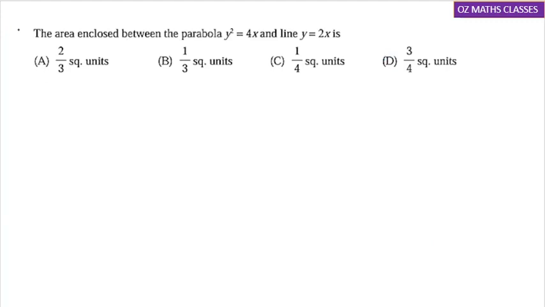Next, question number 4. Area enclosed between the parabola y square equal to 4x and y equal to 2x. To draw the rough sketch, the point of intersection is not given, meaning it is not given where x is moving from and to, or where y is moving from and to. So first draw the rough sketch.